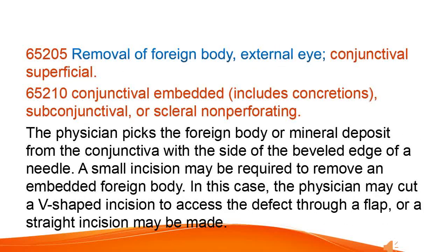Removal of foreign body, external eye, conjunctival superficial. Conjunctival embedded, includes concretions, subconjunctival or scleral non-perforating. The physician picks the foreign body or mineral deposit from the conjunctiva with the side of the beveled edge of a needle. A small incision may be required to remove an embedded foreign body. In this case, the physician may cut a V-shaped incision to access the defect through a flap, or a straight incision may be made.